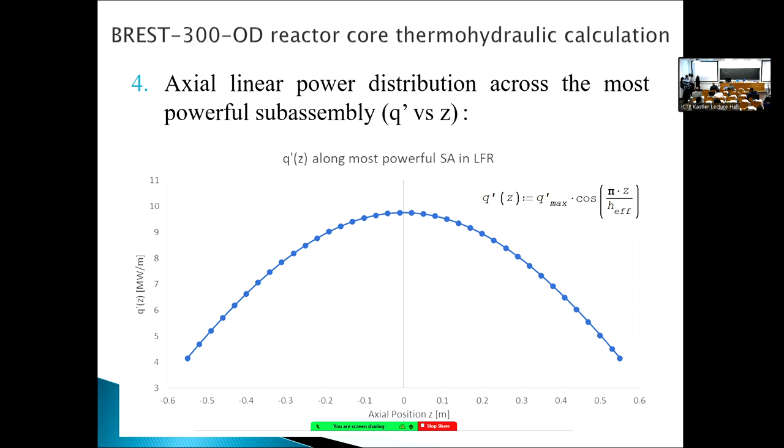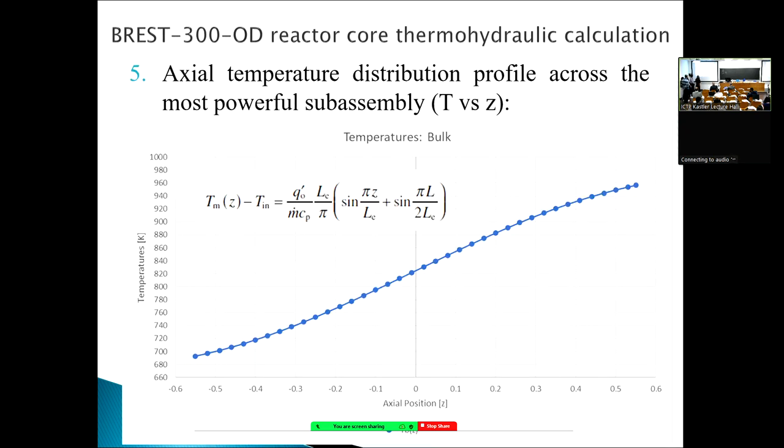Next, we calculated the axial linear power distribution across the most powerful assembly. So we used the axial position against the heat temperature, so we got the cosine function. Next, we did the bulk temperature of the coolant, and for this, we used this formula using the inlet coolant temperature, and with axial position, you can see from inlet to outlet the temperature difference.